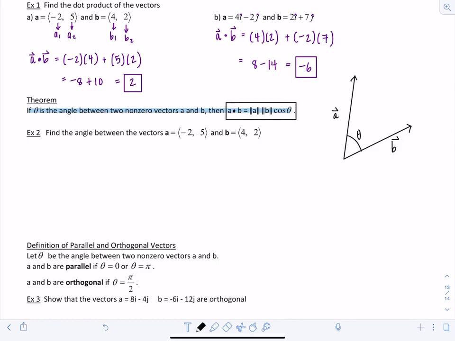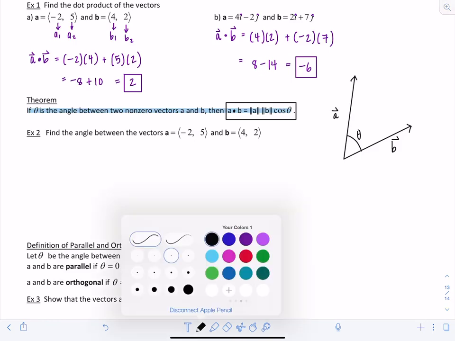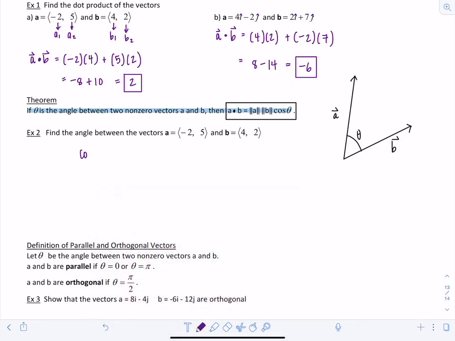Good. So next example, find the angle between the vectors A and B. Well, if I'm after the angle, then I want to isolate cosine theta in this formula here. So cosine theta would equal A dot B divided by magnitude of A, magnitude of B, right? So A dot B, that's -2, 5, 4, 2. We actually already have that from earlier, but I'll rewrite it.